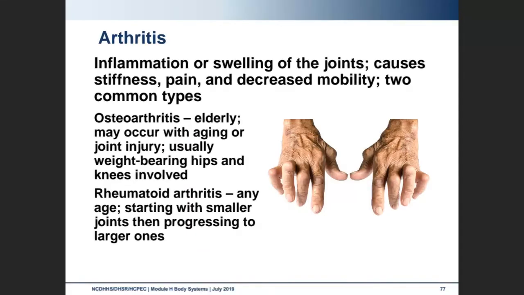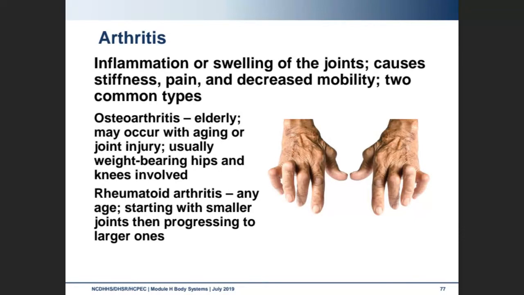I mentioned arthritis, so let's talk a little bit about that, because that's a common condition that we're going to see. Arthritis is inflammation or swelling of the joints that causes stiffness, pain, and decreased mobility. There are two common types of arthritis. There's osteoarthritis and rheumatoid arthritis.